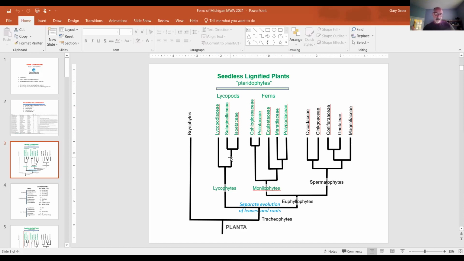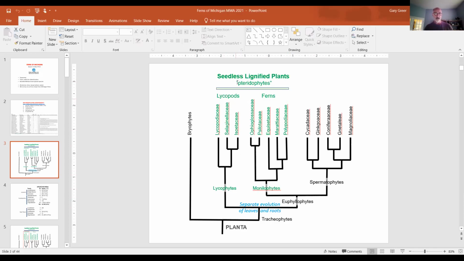So what I'm going to cover with you folks today is this paraphyletic group, just meaning a grouping that does not share a common ancestor that is unique to that grouping. So we have seedless plants. They don't make seeds. They release spores, free sporing plants. They're lignified, but they have separate origins.